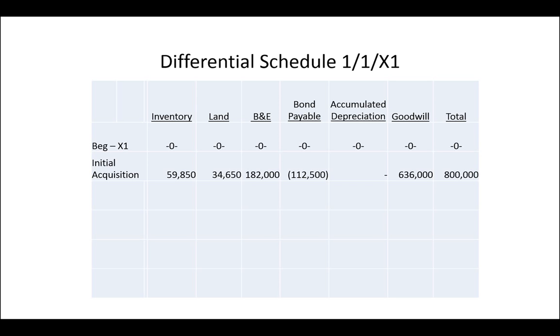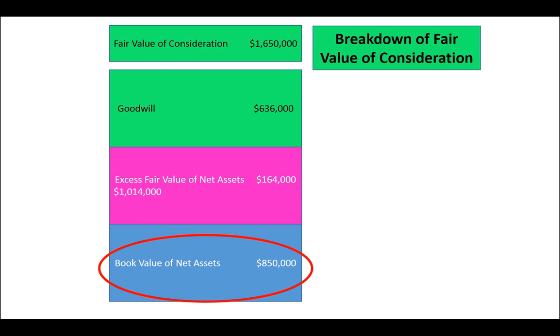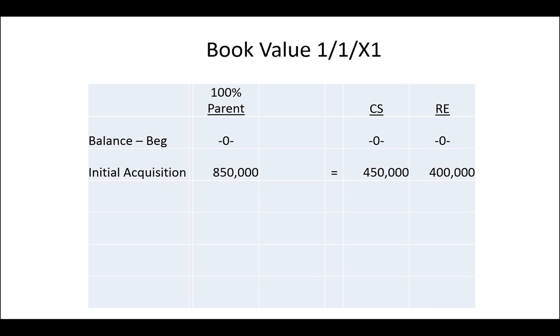So in this chapter, one of the first things we've added is the differential schedule, but we will also continue to do the book value schedule that we've been doing in the previous two chapters. We can identify each of the book value items with common stock and retained earnings, and the parent is 100% owner, so they're going to get the full $850,000. So as you can see at this point, we're going to come to the fair value of consideration in two components: $850,000 in the book value and $800,000 in the differential schedule.